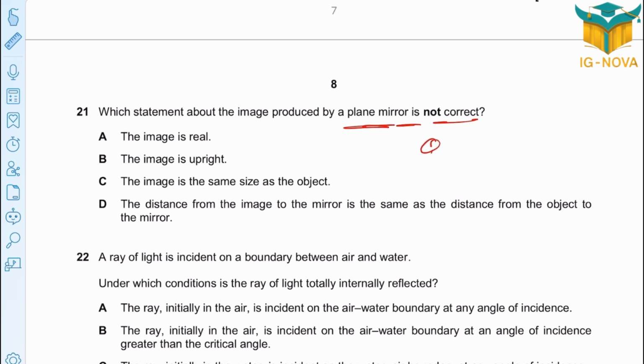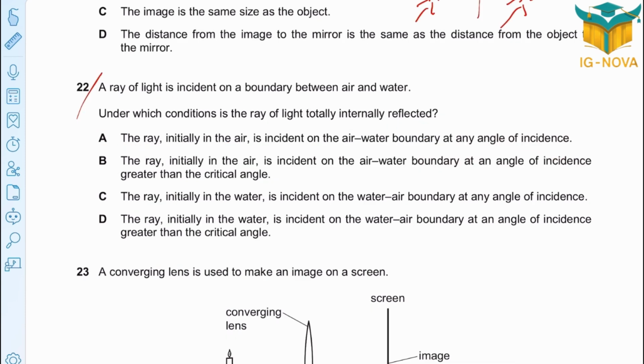Question 21. Which statement about the image produced by a plane mirror is not correct? By a plane mirror, the image will be formed behind the mirror, at the same distance. And this image, we know that it's virtual and upright. The image is real? Yeah, it's not correct. The image is not real, it's a virtual image. Question 22. A ray of light is incident on the boundary between air and water. Under which condition is the ray of light totally internally reflected? Here we have air and water.